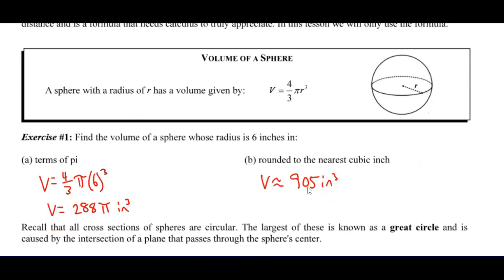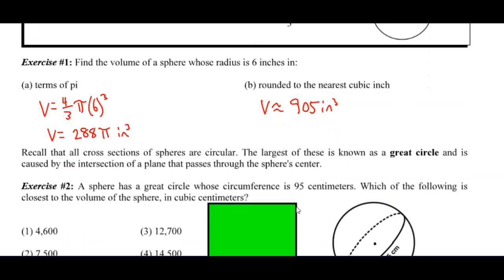All right, so in terms of pi, the volume of a sphere with radius 6, if I put a 6 in for radius and work around the pi symbol, I end up with 288 pi inches cubed. Go to the nearest cubic inch. All we do is input that in the calculator, and we have our rounded version.